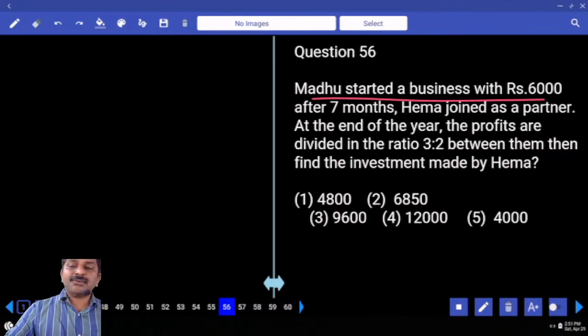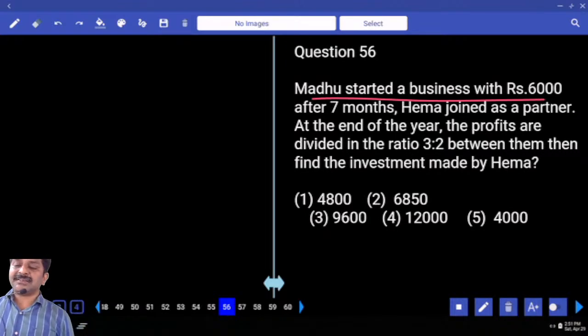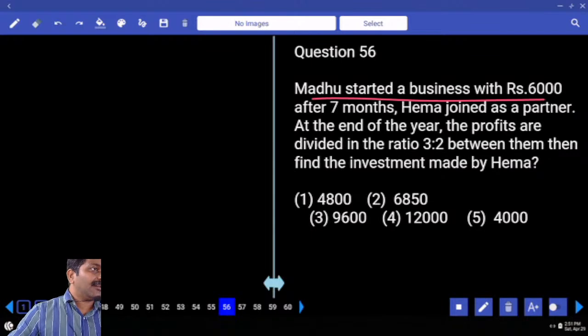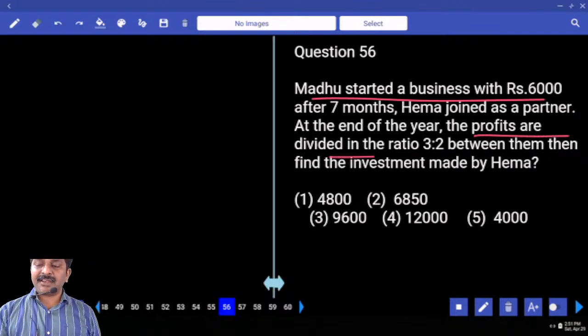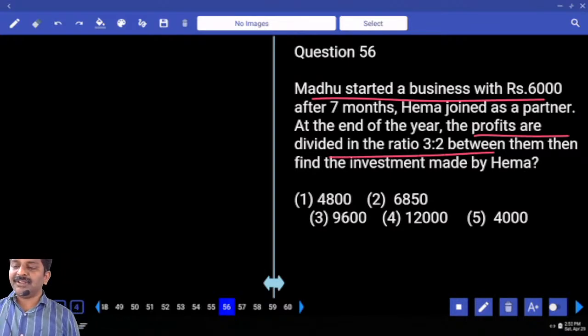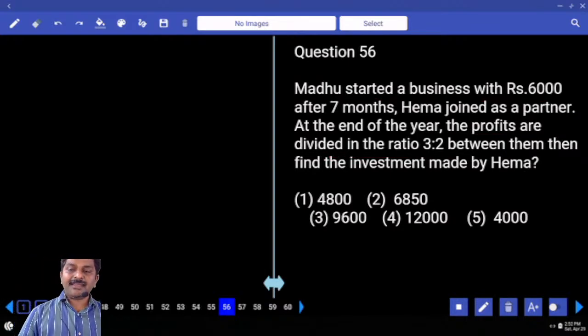Let's start. Madhu started a business with 6,000. After 7 months, Hema joined as a partner. At the end of the year, business happened for 1 year. The profits are divided in the ratio 3:2 between them. Then find the investment made by Hema.